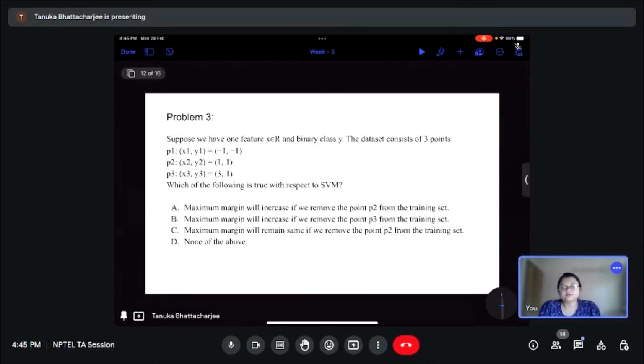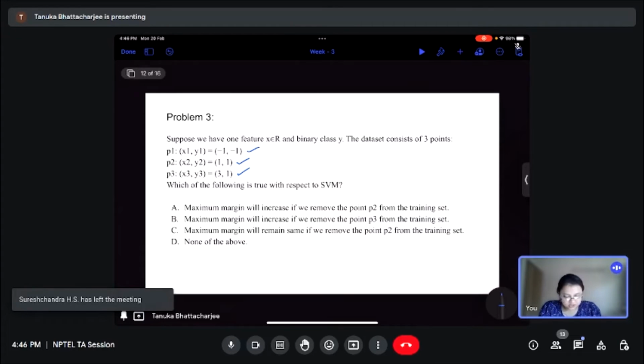Now this one. Here we have a 1D feature x, which is a real number, and the class label is binary. So you have two classes, 1 or -1, and there are 3 points in your data set: -1, 1 and 3. -1 belongs to class -1, which is this P1 point. 1 belongs to class 1, 3 also belongs to class 1. Then which of the following is true with respect to SVM?